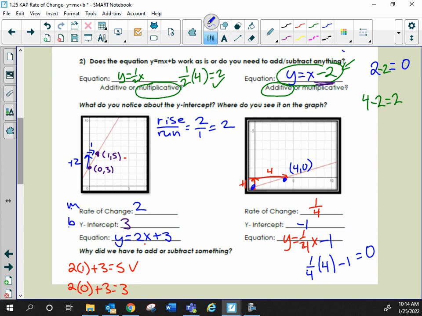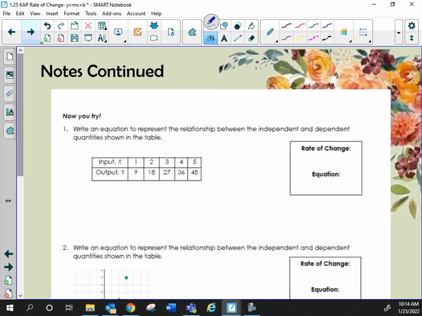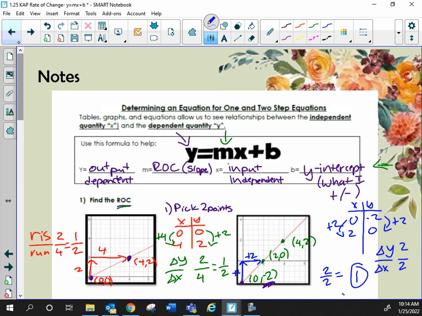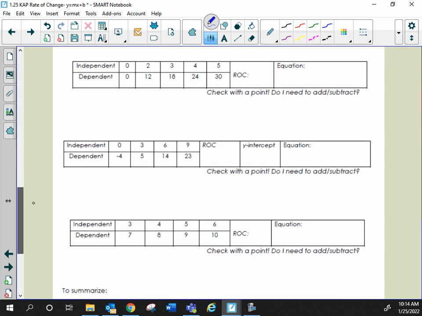Let's do it from a table. Next page. It's going to be the same exact steps. We're going to find the rate of change. We're going to find the y-intercept, what we need to add or subtract, and check that equation. Okay, let's start with that rate of change.